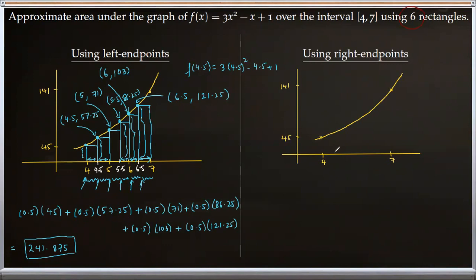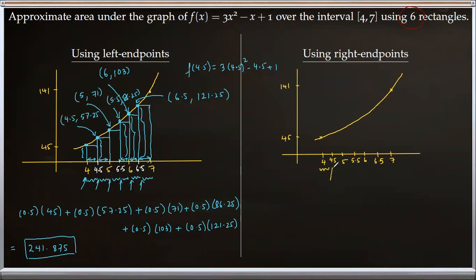Now again, we want to divide the interval 4 to 7 into 6 sub-intervals, just like we did in this example. First we can divide into 3 sub-intervals, 4, 5, 6, 7, and then divide each into 2 parts: 4.5, 5.5, and 6.5. Now, in each of these sub-intervals, we want to look at the right endpoints and draw rectangles with height at the right endpoints.